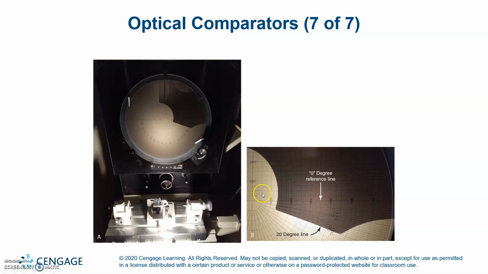Alright, so there's a 0 degree reference line, and then it shows you that you're 20 degrees off of that.